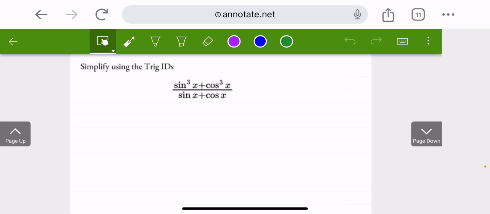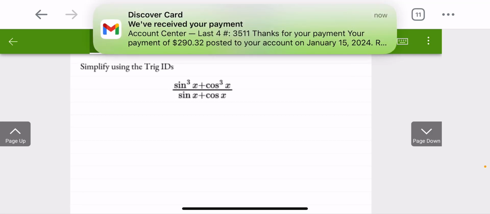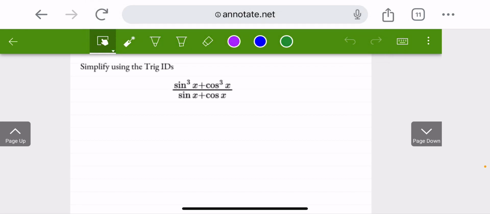Alright, so it's already in terms of sines and cosines, right? But I see two things that are cubed, and I don't have any cubes in any of my identities to work with. So when we see exponents we don't know what to do with, think about it in terms of other things that we might know. So what if this was x cubed plus y cubed? What can we do with that? We worked with something like this last semester. Or x cubed plus 8.